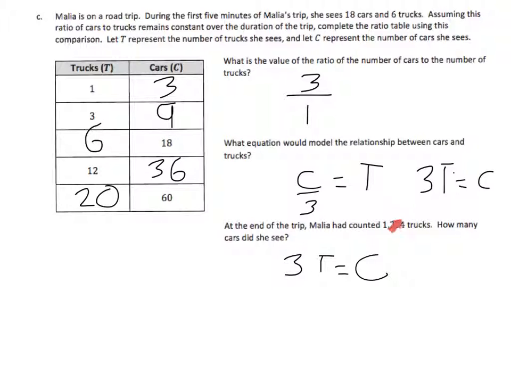The number of trucks is 1,254, so 3 times 1,254 equals the number of cars. Give you a second to work that one out. And you're going to get 3,762 cars.